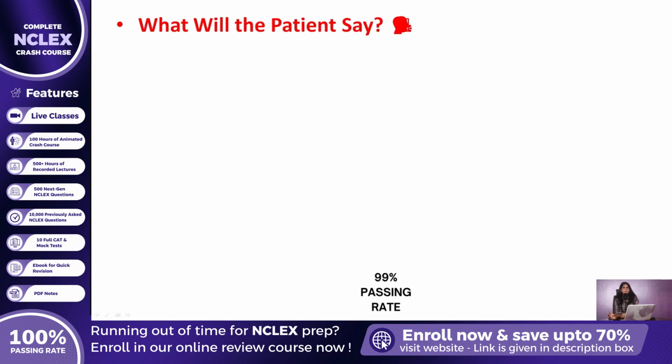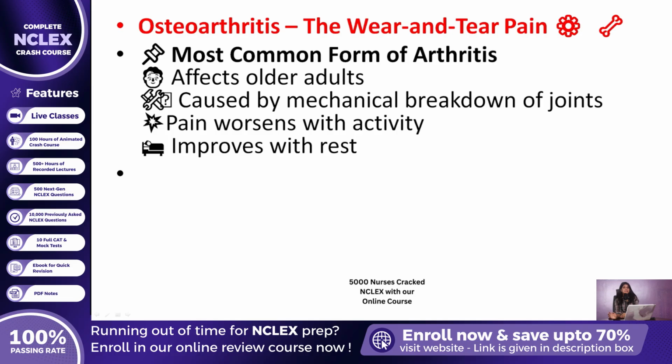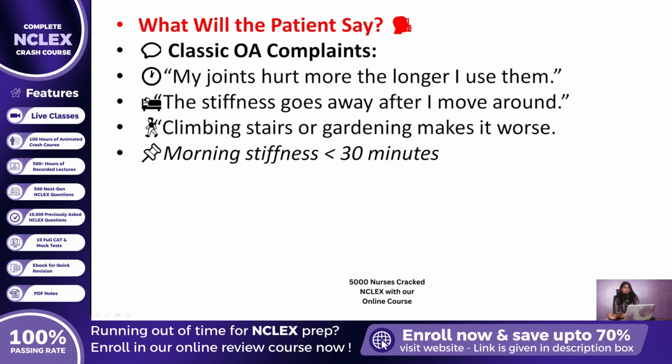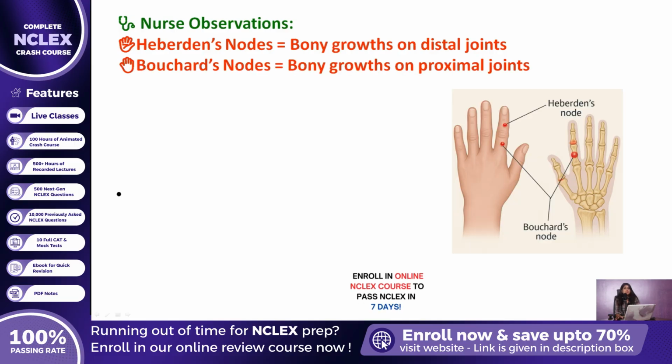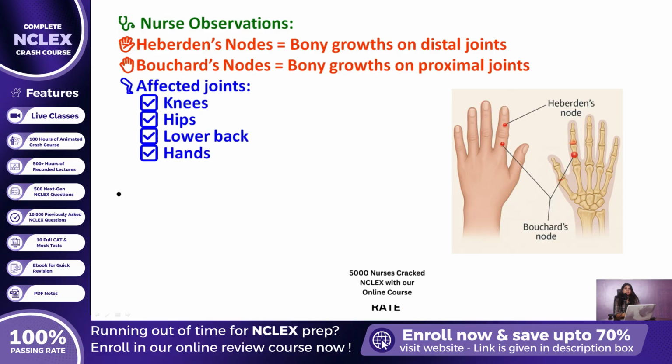Morning stiffness is present, but it is short-lived, typically less than 30 minutes, and it eases up once they start moving around. As a nurse, you might also observe bony enlargements in their fingers. These are called Heberden's nodes when they appear on the distal finger joints and Bouchard's nodes when they are on the proximal joints. The most commonly affected areas include the knees, hips, lower back, and hands.